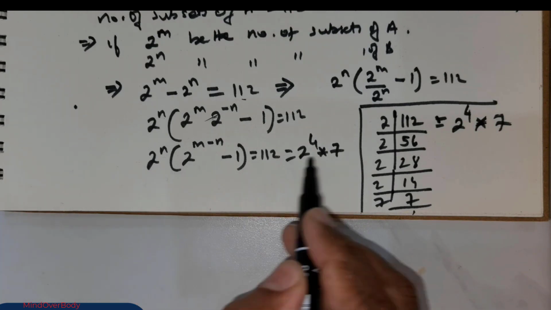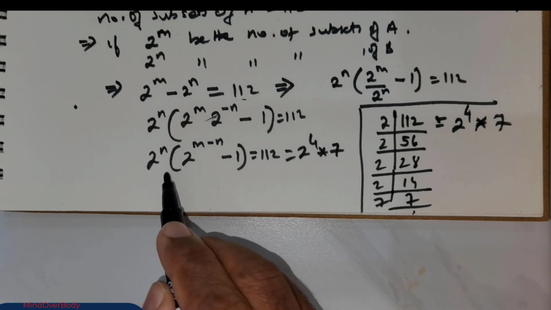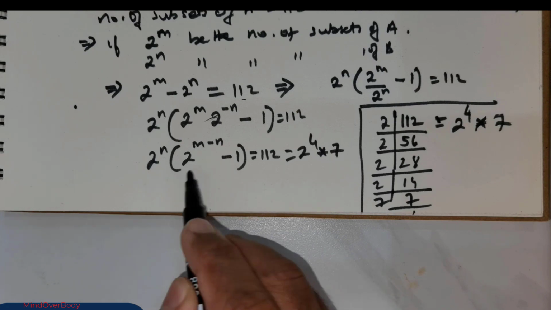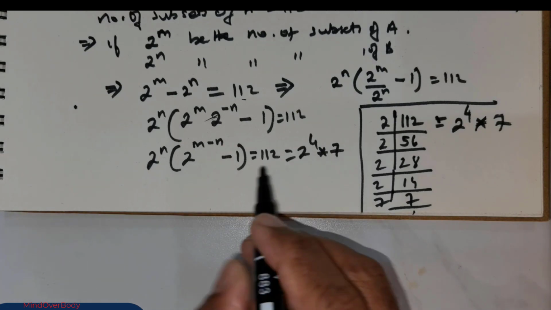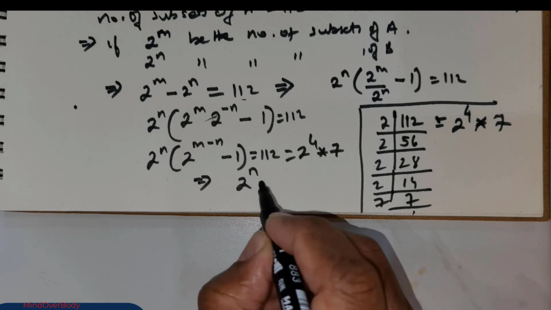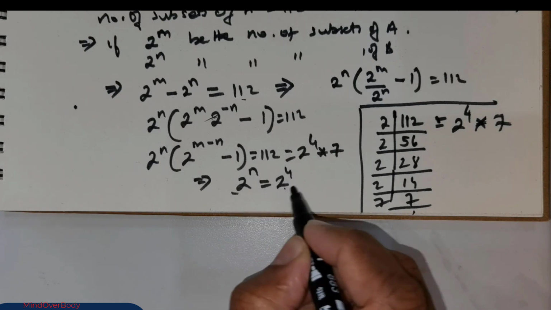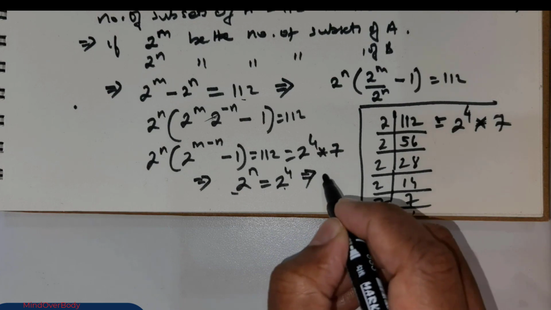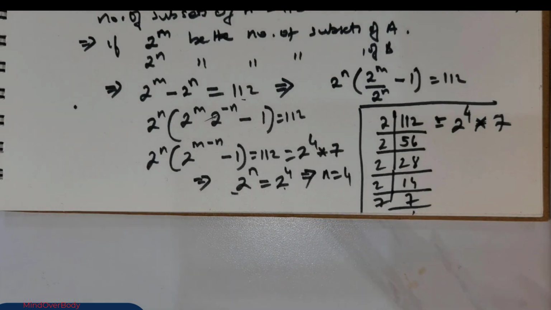Now from here clearly I can equate the terms, right? This is a product of 2 terms on the left and a product of 2 terms on the right. So from here I can write this as 2 raised to the power of n is equal to 2 raised to the power of 4. Bases are equal, so this would mean I get n is equal to 4, right?